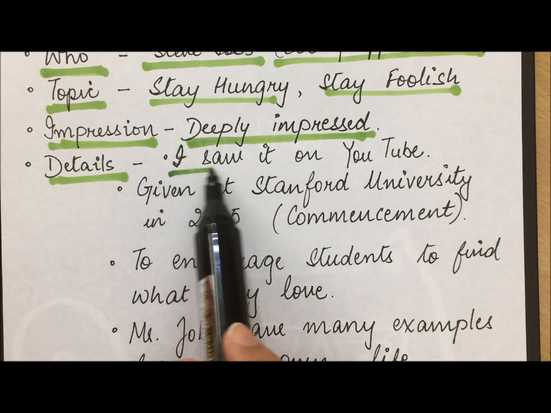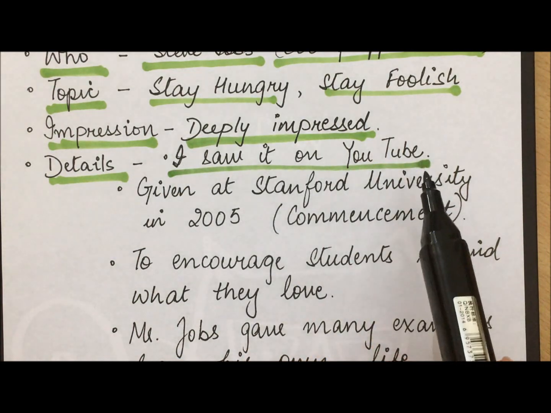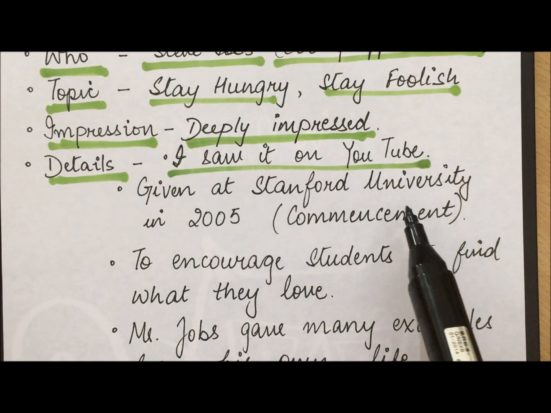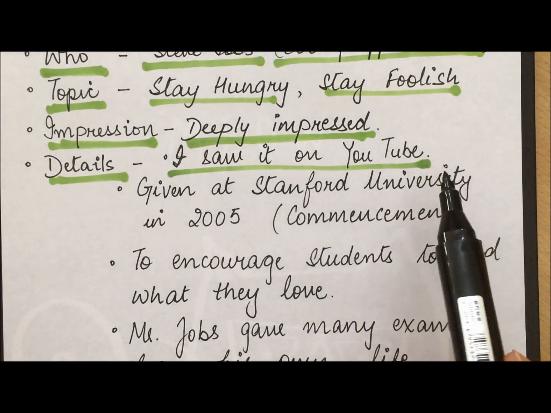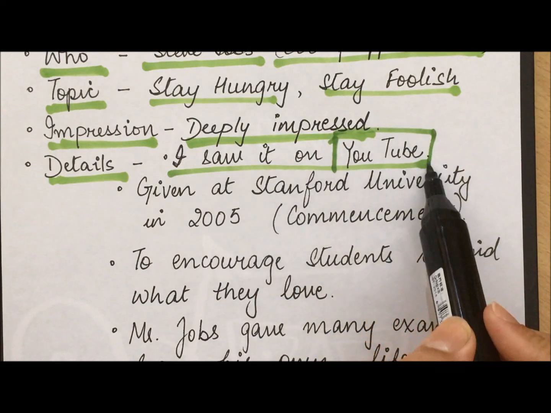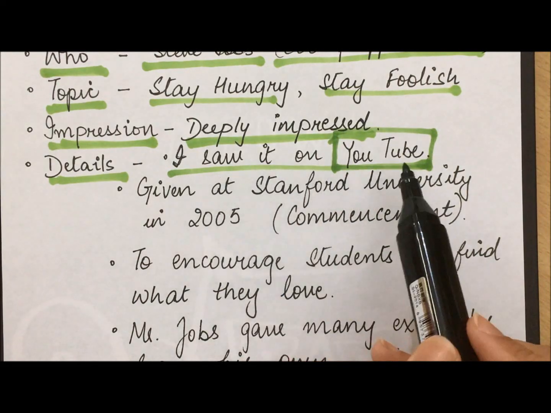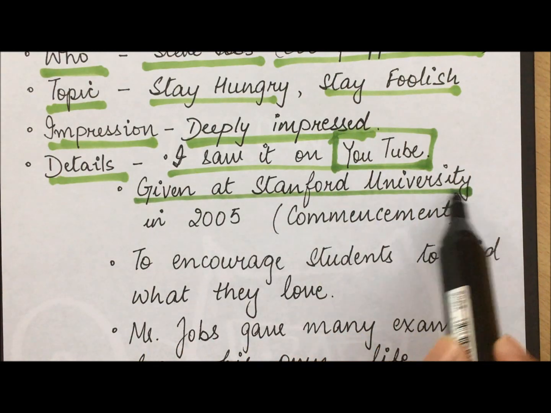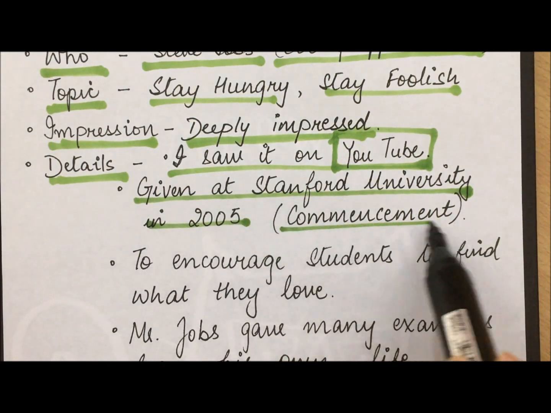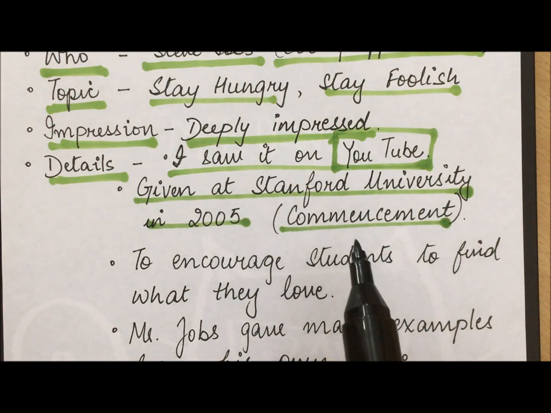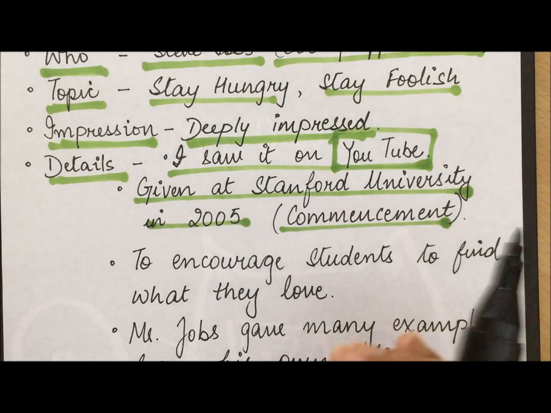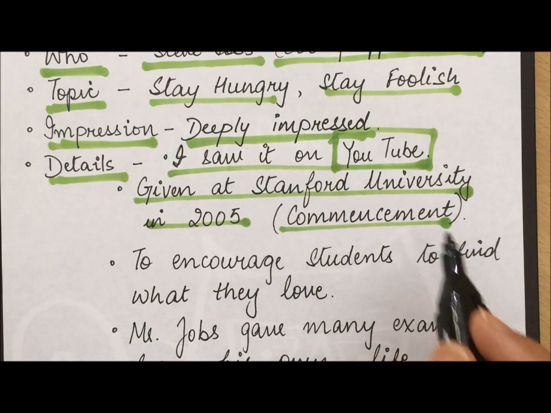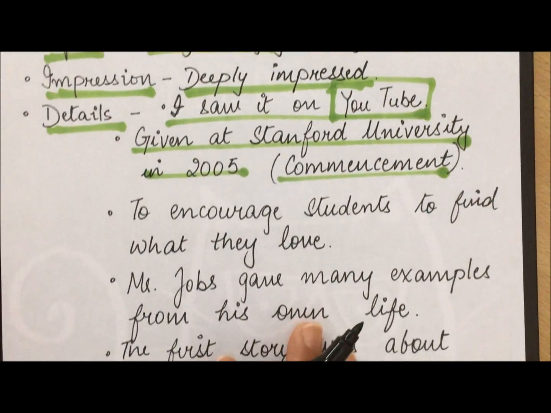So first thing you can say is, I saw this on YouTube, because if you're not at Stanford, naturally it was a commencement address. So you naturally saw it somewhere else. Most people saw it on YouTube. So we can say that I saw this clip on YouTube. It was given at the Stanford University in 2005. It was a commencement address. So you can tell us or tell the examiner where exactly the speech was given and where you saw it. You can start the details that way.